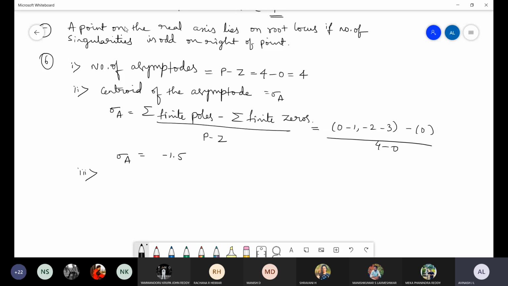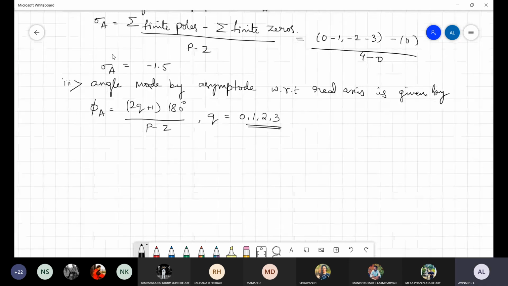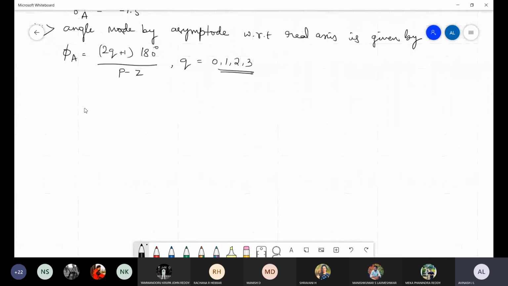Once you get this, the next thing is the angle made by the asymptotes with respect to the real axis, given by phi A equal to (2q plus 1) into 180 degrees divided by P minus Z. Since there are 4 asymptotes, q ranges from 0 to 3, that is 0, 1, 2, 3. Then we need to find the values.